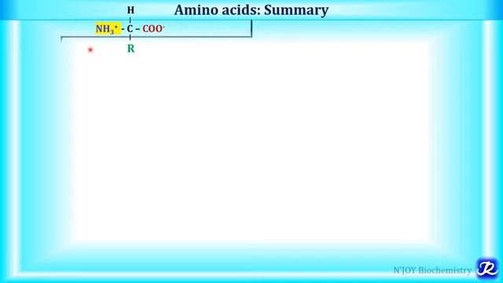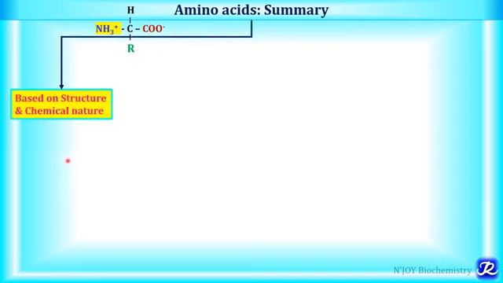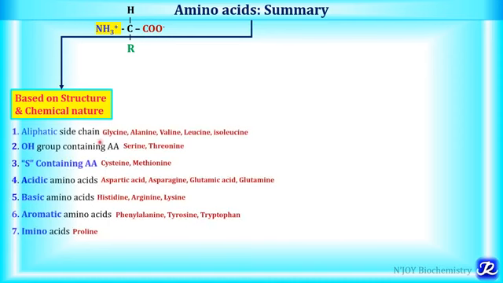Now these amino acids are classified in four ways based on structure and chemical nature. They are classified as aliphatic amino acids like glycine, alanine, valine, leucine and isoleucine. Hydroxyl group containing amino acids: serine, threonine. Sulfur containing amino acids: cysteine, methionine. Acidic amino acids and their amides like aspartic acid, asparagine, glutamic acid, glutamine. Histidine, arginine and lysine are basic amino acids. Phenylalanine, tyrosine, tryptophan are aromatic amino acids, and proline is an imino acid.